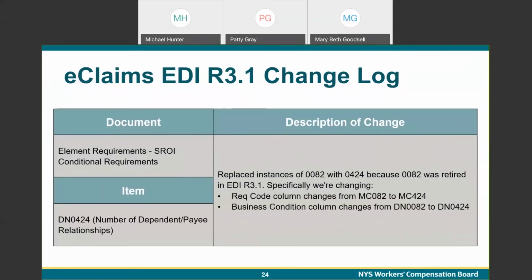Also on the Schroy conditional requirements for DN424, number of dependent payee relationships, we again replaced instances of 0082 with 0424, similar to the other slide, because DN82 was retired in 3.1. So the requirement code column changes as well as the business condition column changes were made on the Schroy conditional requirements.